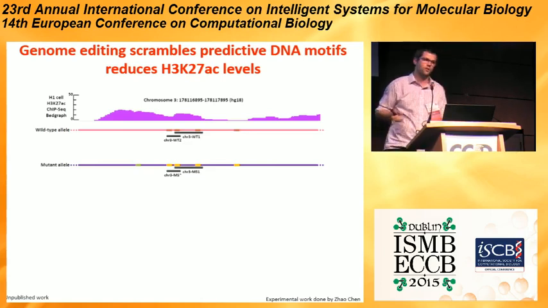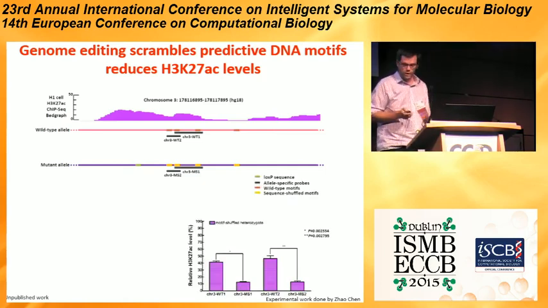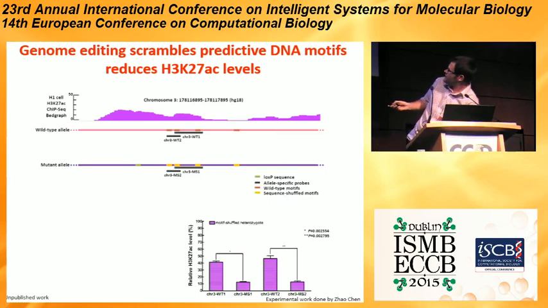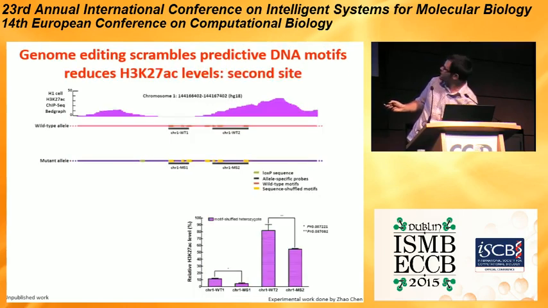Yeah, and then we followed this up with ChIP-PCR to look at H3K27 acetylation levels. And here are the results. This is the wild type, and this is the R motif shuffled. There's a clear drop in H3K27 acetylation on these two different PCR probes, which are here and here. And we did the same thing on a second site, and we got the same result.